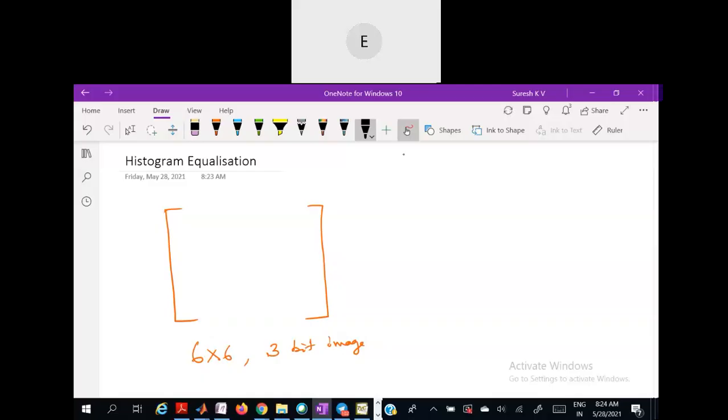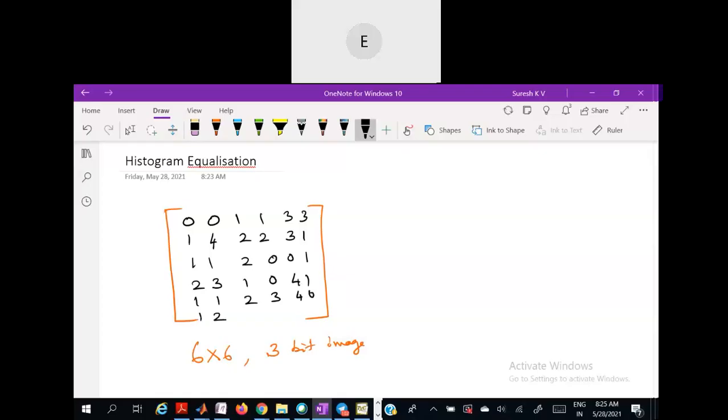So I'll just take these values. 0, 0. Randomly I'm just taking 1, 1, 3, 3, 1, 4, 2, 2, 3, 1, 1, 1. Some values I'm just taking randomly. It can be anything actually. 2, 3, 1, 0, 4, 1, 1, 1, 2, 3, 4, 0, 1, 2, 3, 1, 0, 2. So I'll just take these values. Now let us just follow the steps.